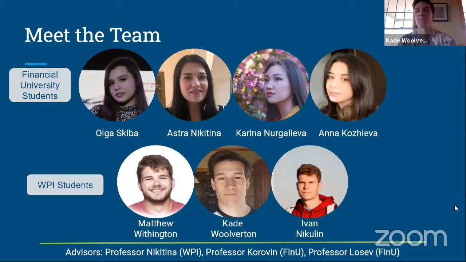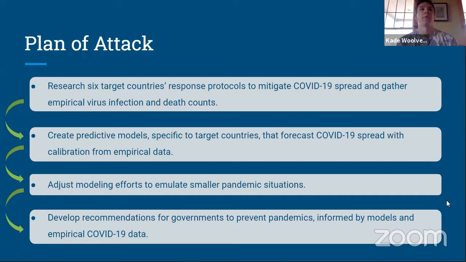To start things off, we're just going to go through a brief outline of what we worked on during this project. We started off by researching six target countries: the United States, Russia, Germany, Italy, South Korea, and China, and looked into the different response protocols that they used to mitigate COVID-19 spread. Additionally, we looked into their viral and infection data to keep track of their successes in doing so.